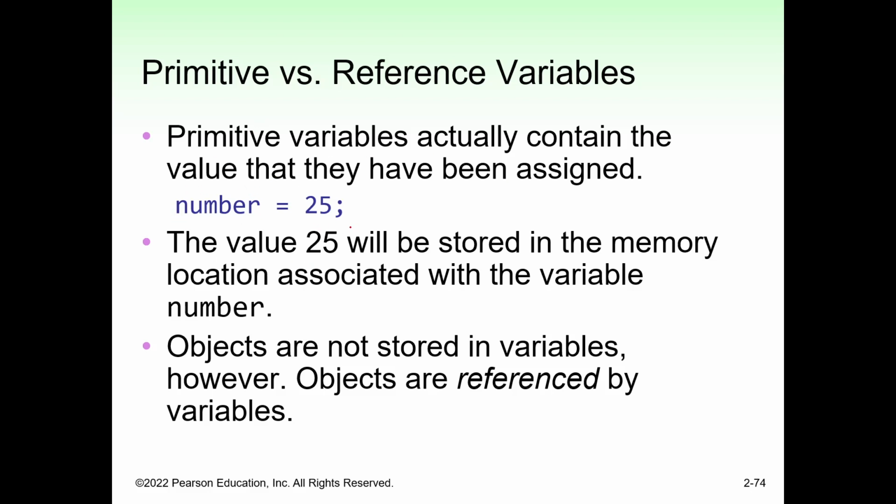And as you can see here, this is a primitive variable with a primitive data type, just number equals 25. So 25 will actually be stored in memory that's associated with this variable called number. But objects are not like that. Whenever we work with objects, objects are referenced by variables. So they do not store any information in the location that's associated with that variable. We only reference those objects by our variables.